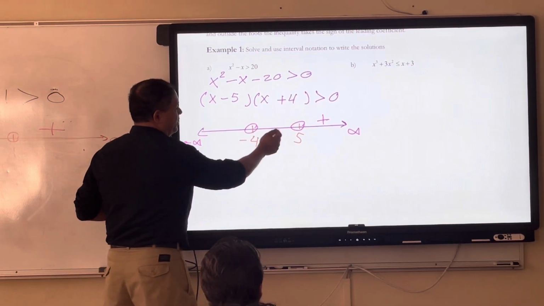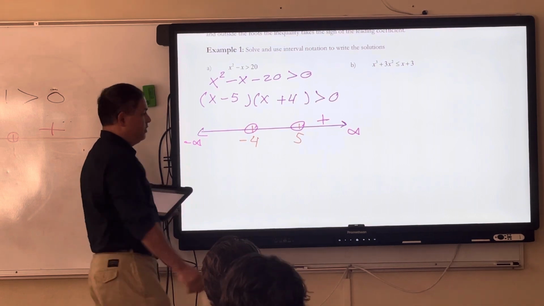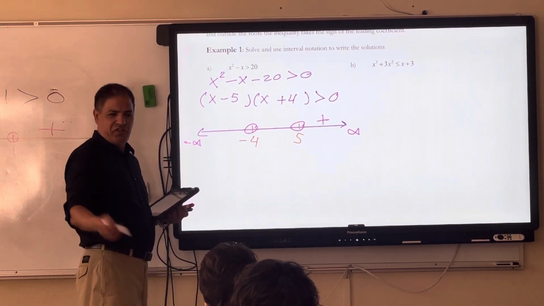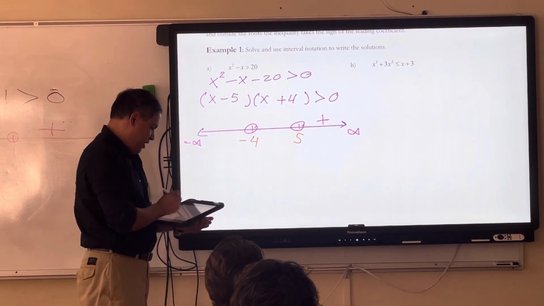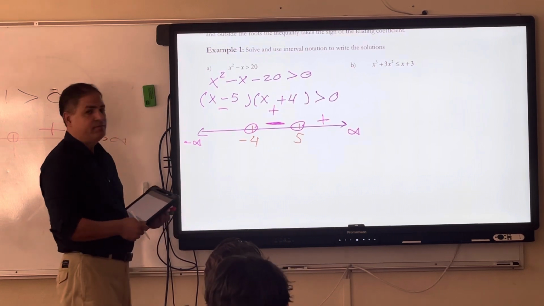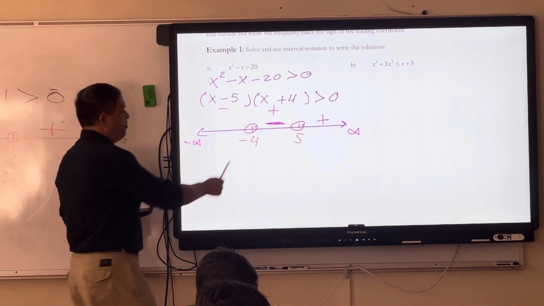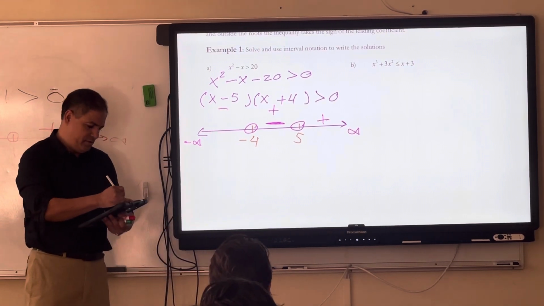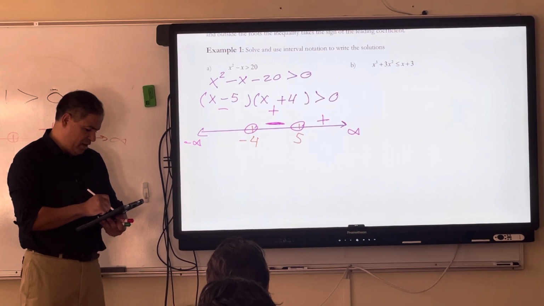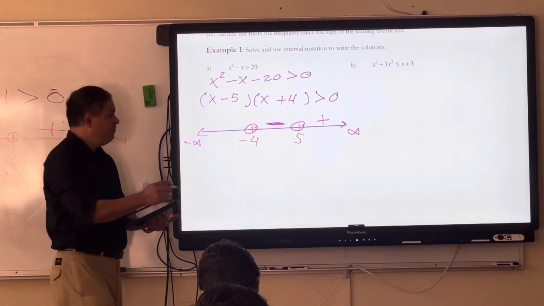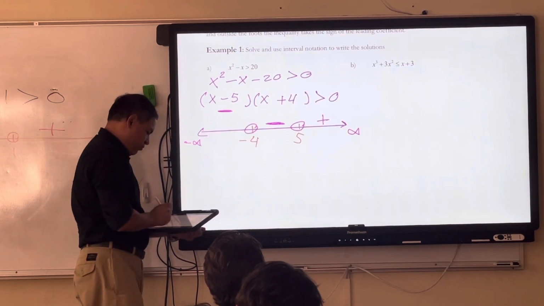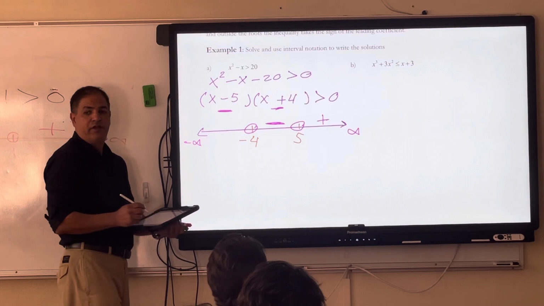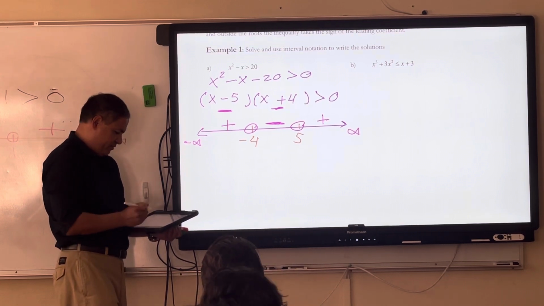Good, now let's test this interval. From -4 to 5, let's choose 0 maybe. 0 works, okay. 0 minus 5 is negative, and then 0 plus 4 is positive, so the product is negative. Alright, let's choose a number smaller than -4. Let's use -5. Good, so -5 minus 5 is negative, and -5 plus 4 is negative. The product of two negatives is positive.